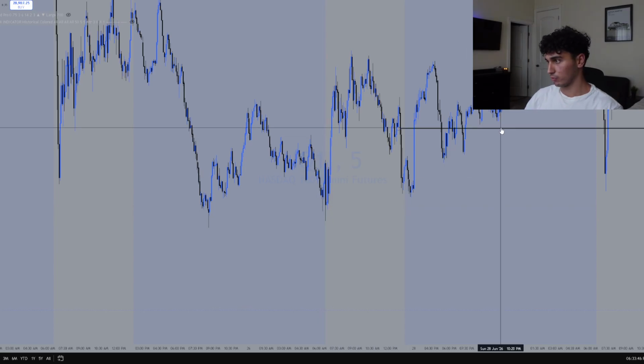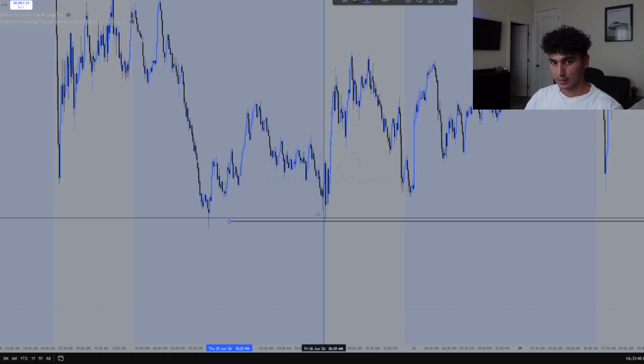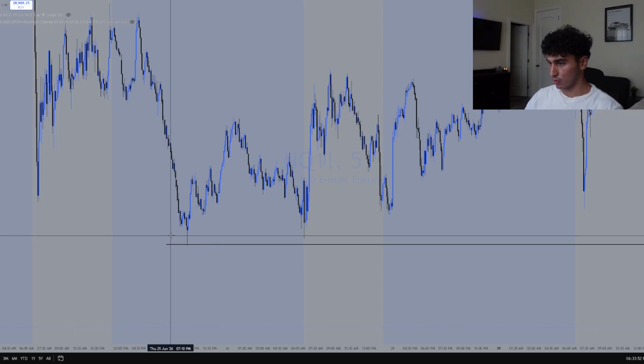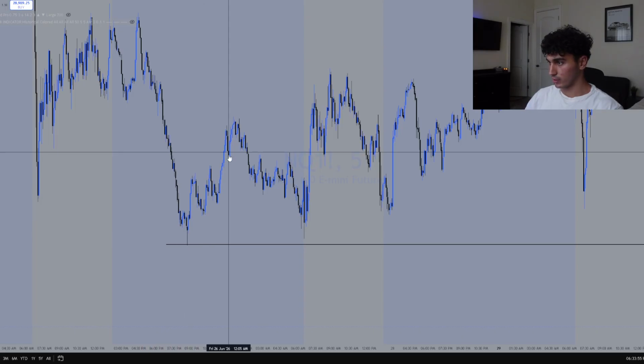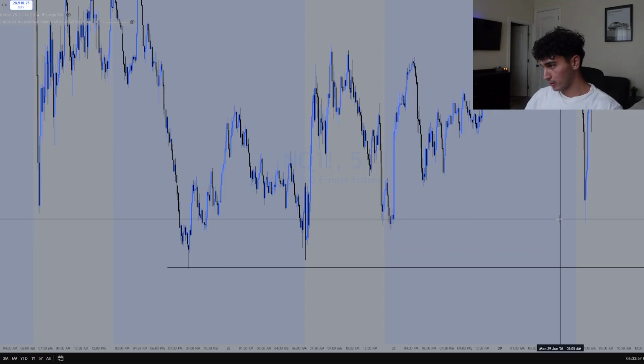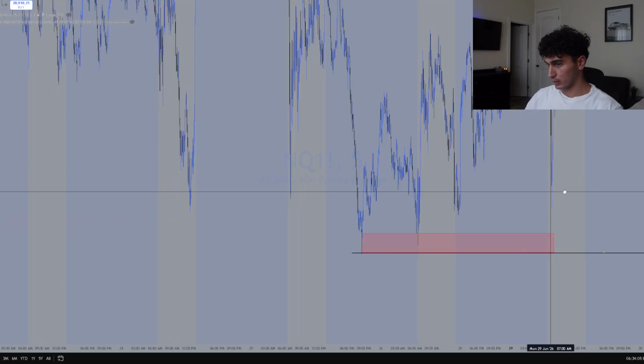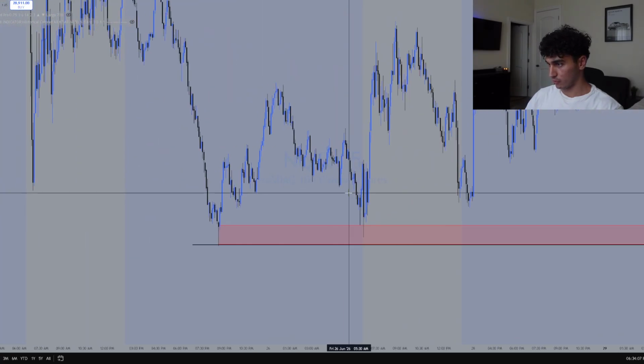Therefore, we want to look for a strong low being created, then led to an aggressive move to the upside. Same thing here, strong low being created, then led to an aggressive move to the upside. Keep in mind, we're on the 5 minute time frame. So boom. So let's go ahead and mark out this demand, extend it out. Boom, boom. Okay, cool. So we can focus on this first rejection.